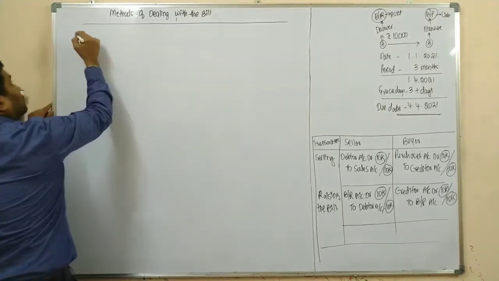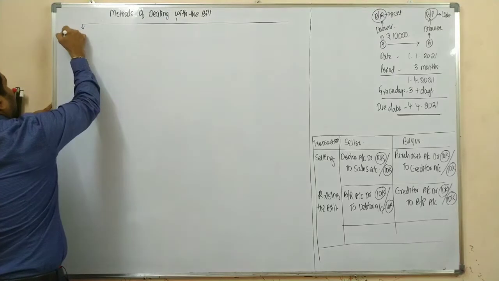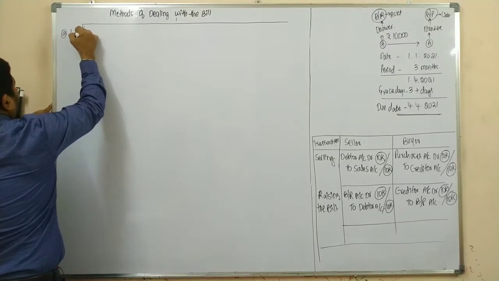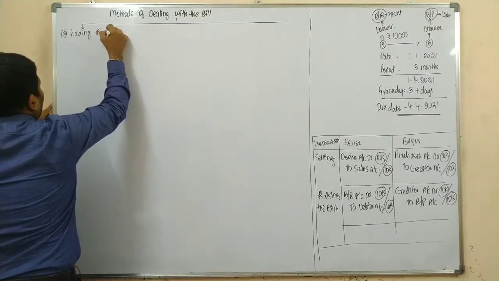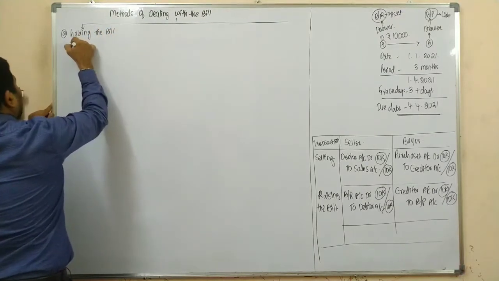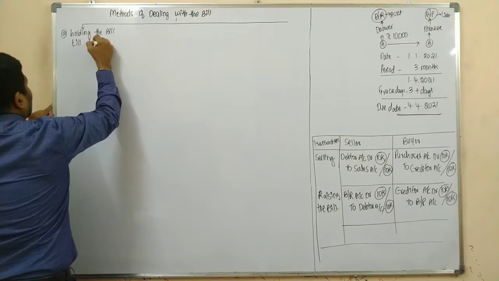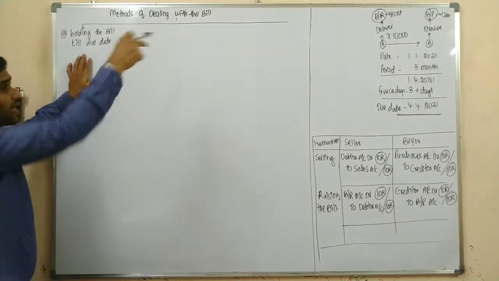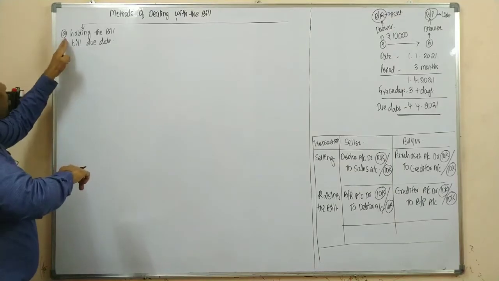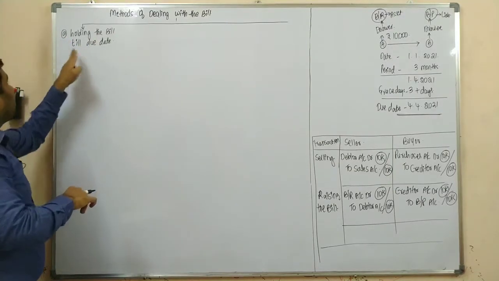So your first option would be holding the bill till due date. So what is the first option Mr. A is having? He can hold, so he is holding the bill till the due date.